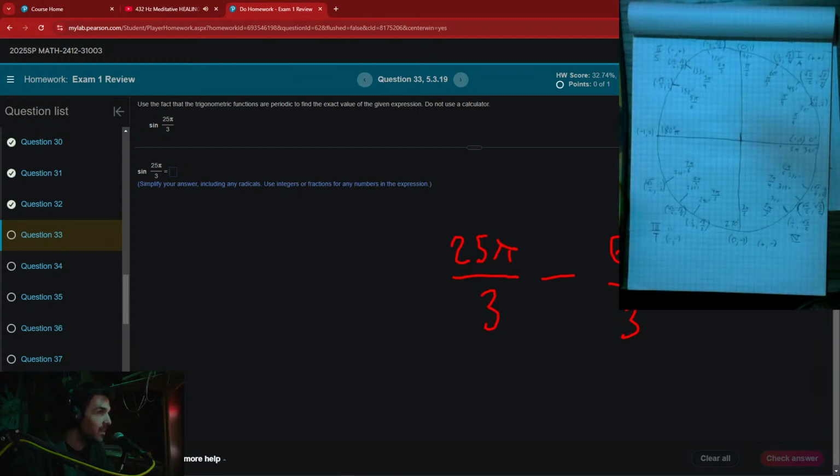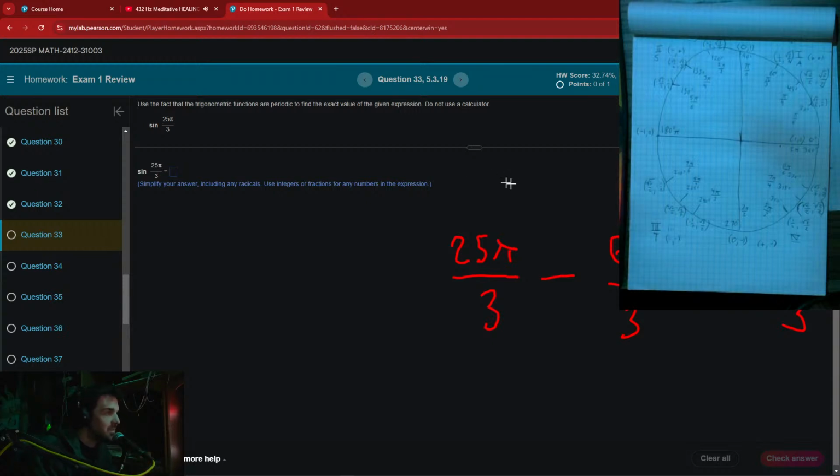So we can do that, and it'll just give us pi over 3. How many times is that? That's 4 times. So what we got here is 4 rotations, and then a little bit more, pi over 3 more. 4 rotations plus 60 degrees.